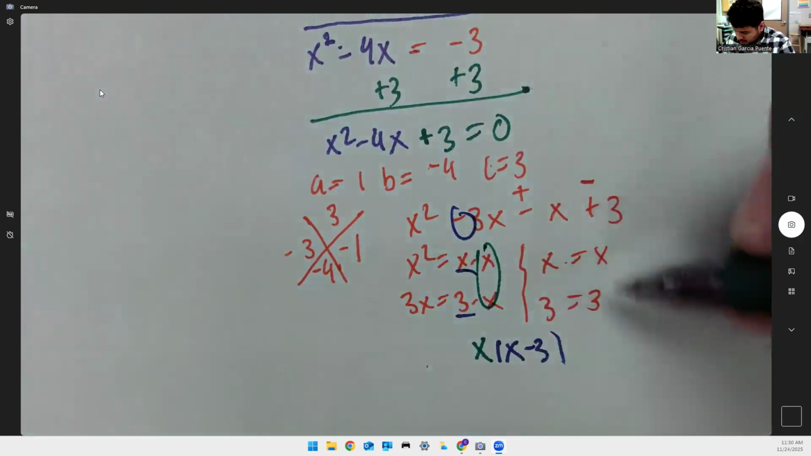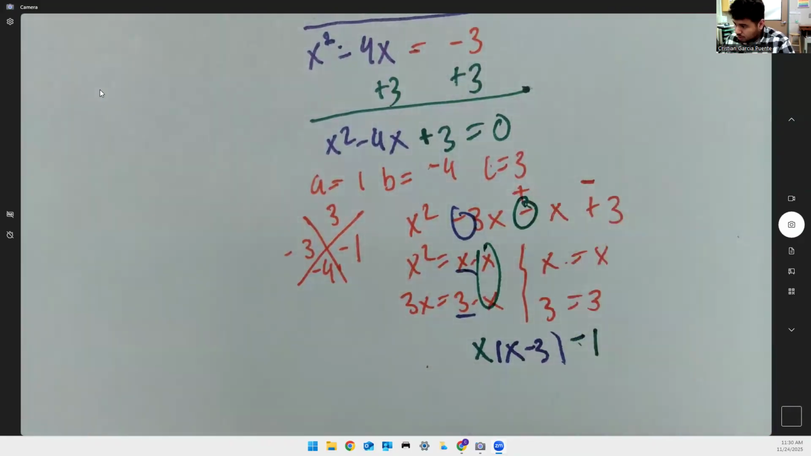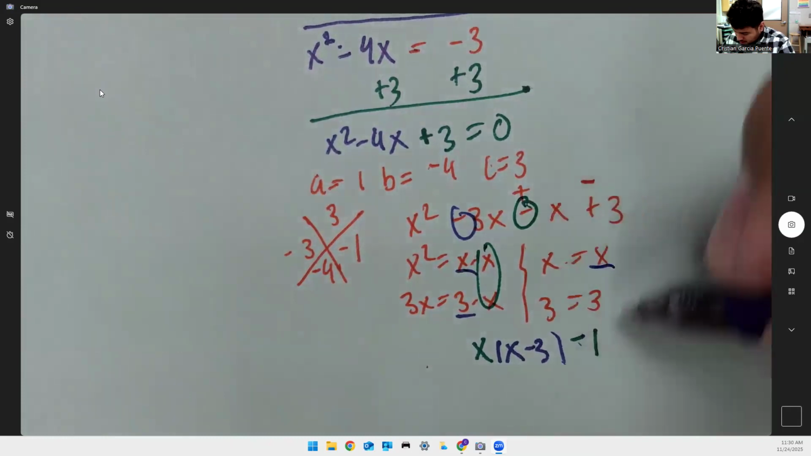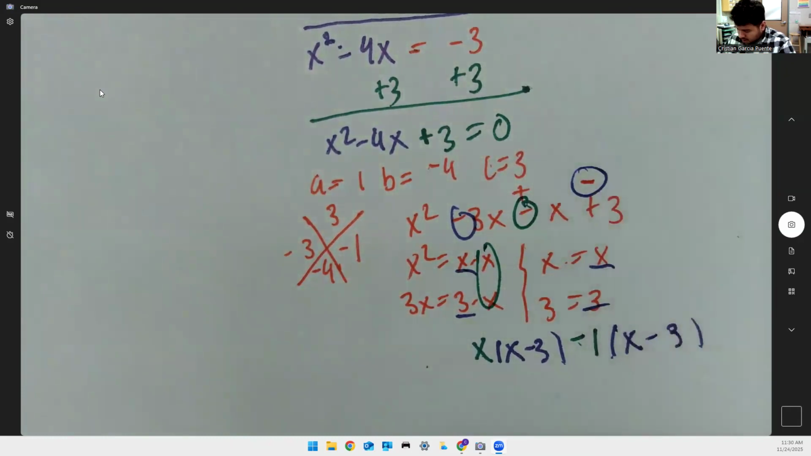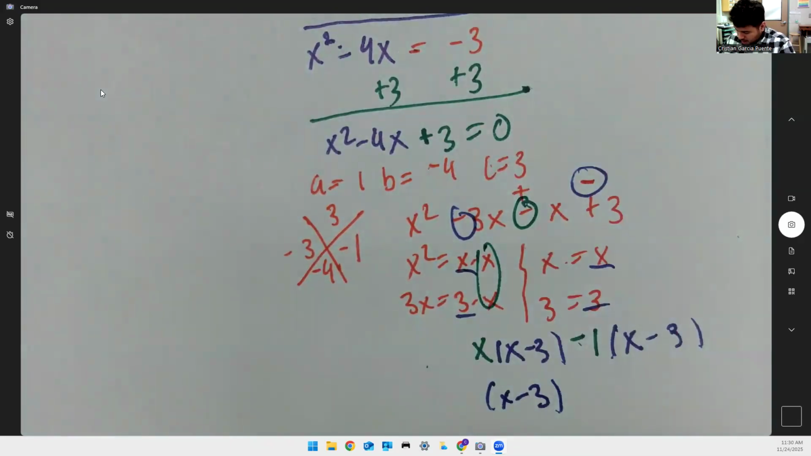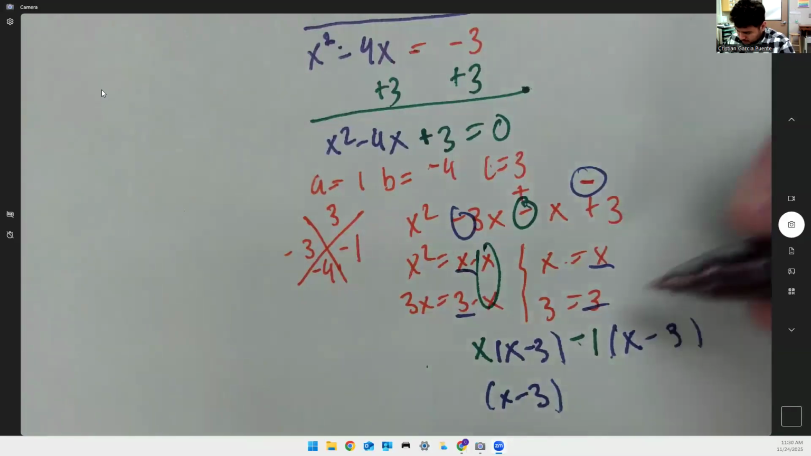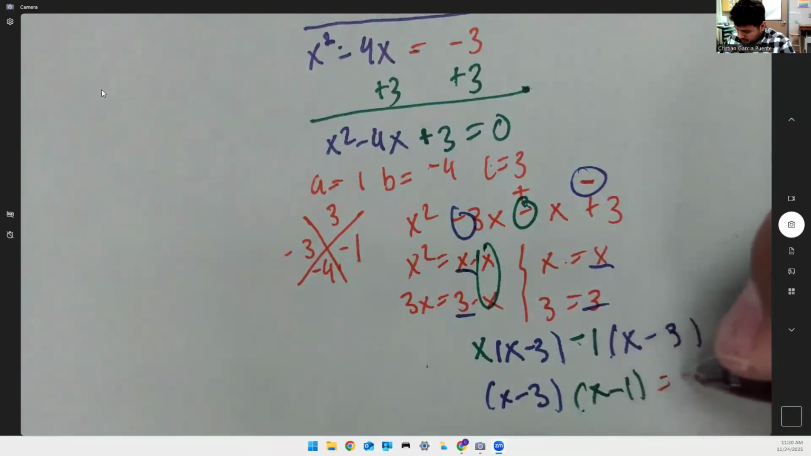Now, what do the last two have in common? They have nothing in common, so we put a 1. But we're going to take the bottom symbol, so negative 1. What do we not use on top? x. What do we not use on bottom? 3. Symbol in between, minus. So what do they both have in common? x minus 3 and x minus 1 are leftovers. So x minus 1. Make it equal to 0 and solve for x.